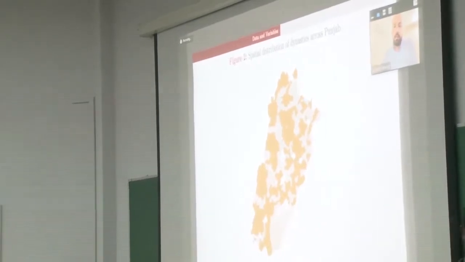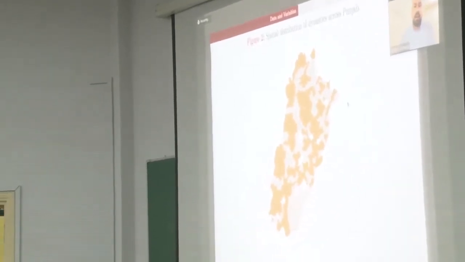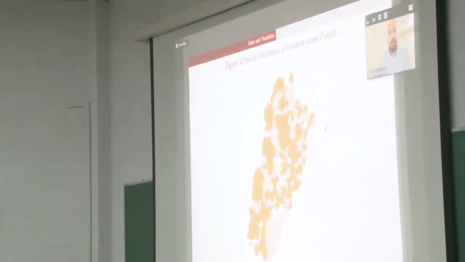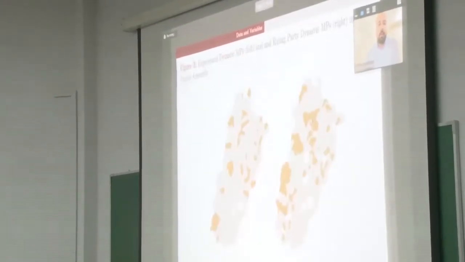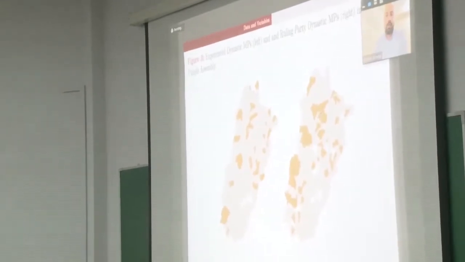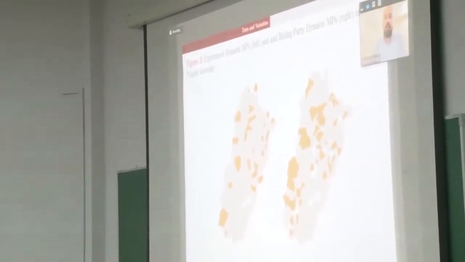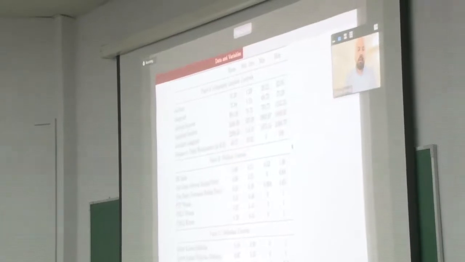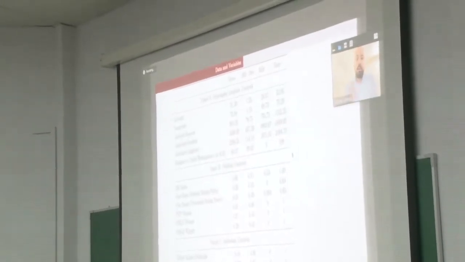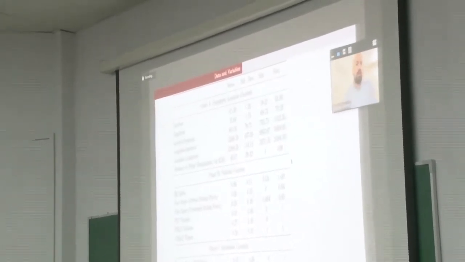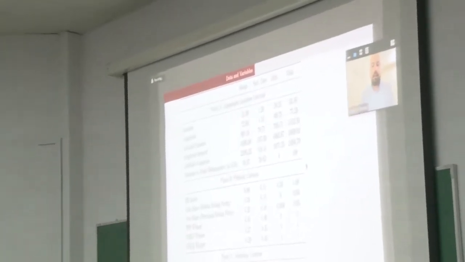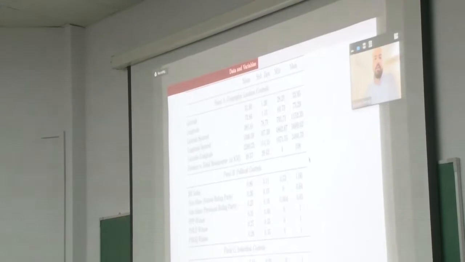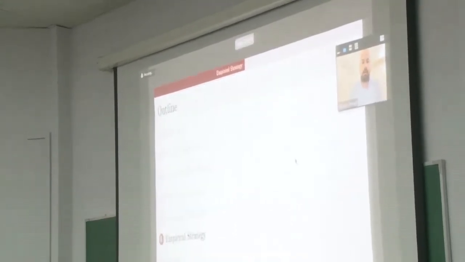So this is the spatial distribution of dynasties in Punjab. You can see that dynasties are fairly evenly distributed across Punjab. These two graphs show the experienced dynasts and ruling party dynasts. And these are our control variables which we have used in our regressions.